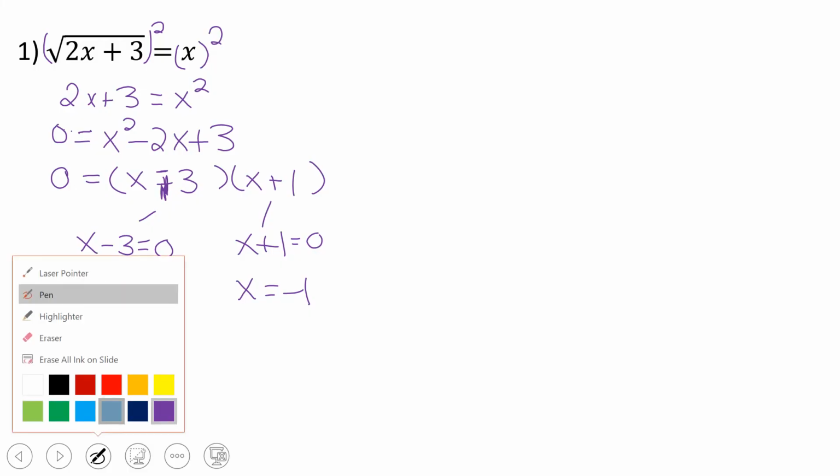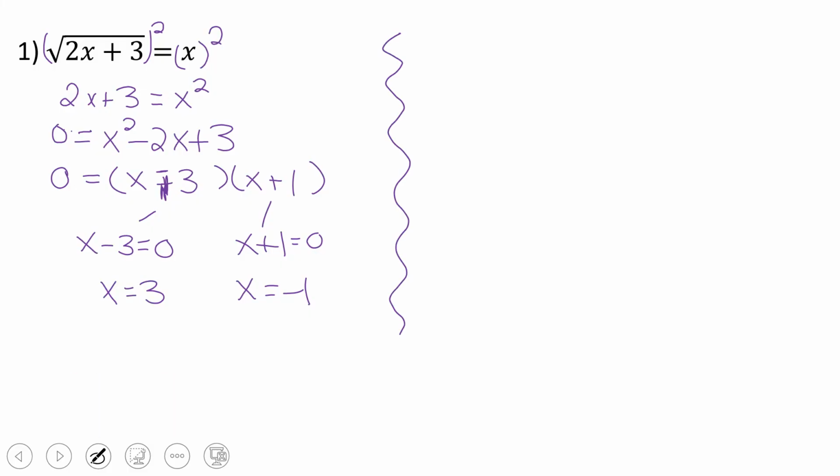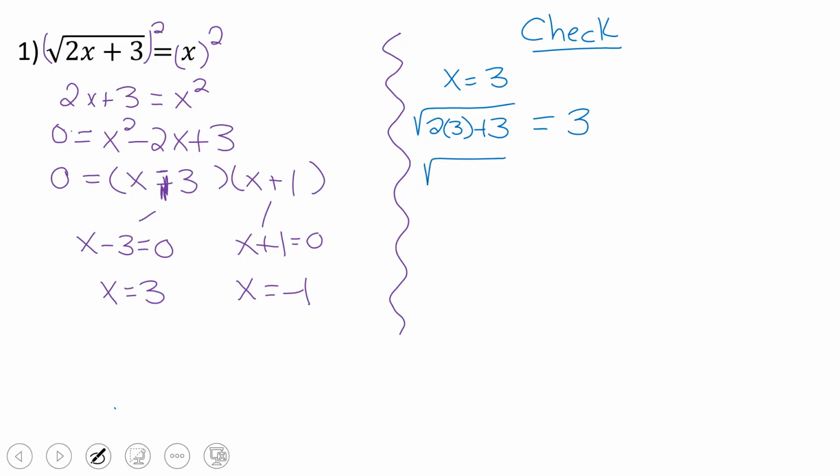Now here's the additional thing that you need to do with these. We need to check them. So the reason we have to do a check is because equations with radicals often have an extraneous solution. So if I check x equals 3, I'm going to plug in 3 for each x in the original equation. Well, if I simplify that radicand, 2 times 3 is 6, plus 3 is 9. And I know that the square root of 9 is 3. So my x equals 3 is definitely a solution.